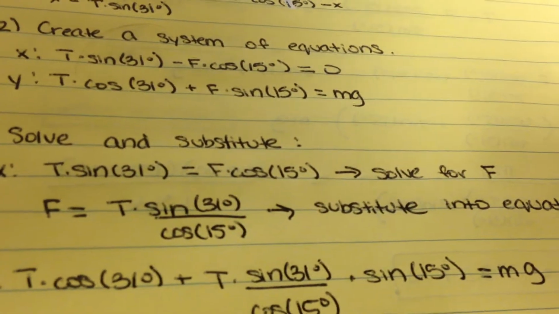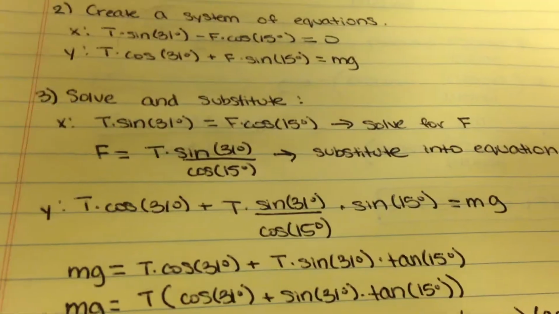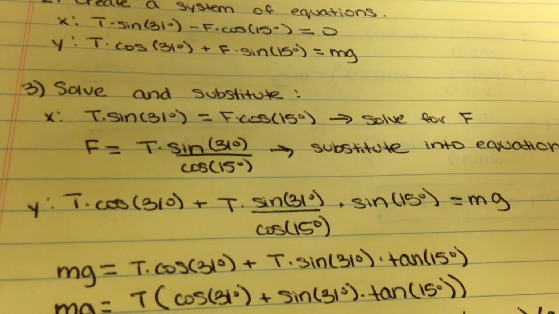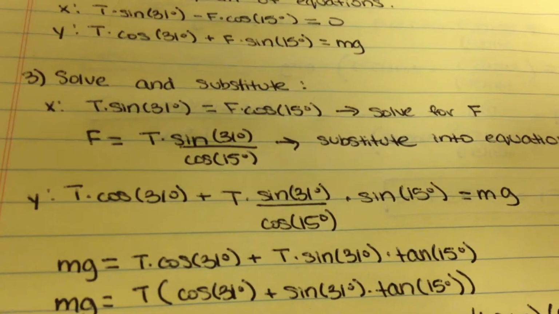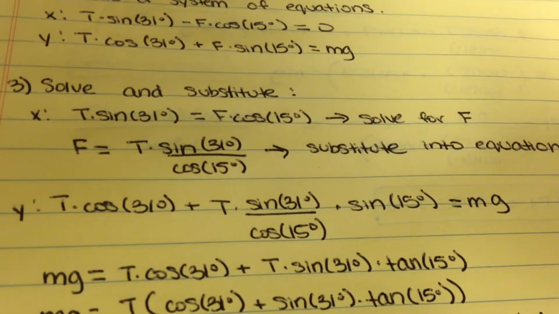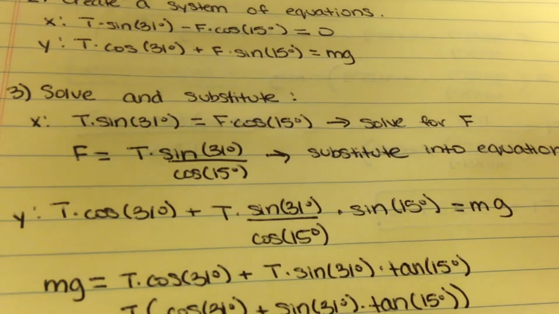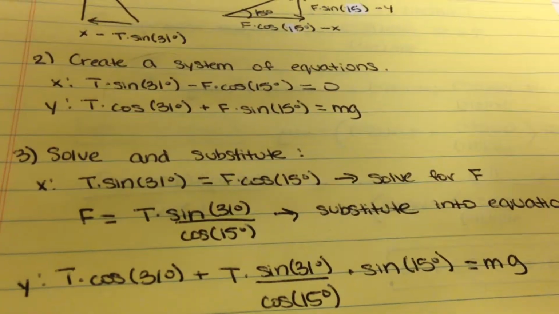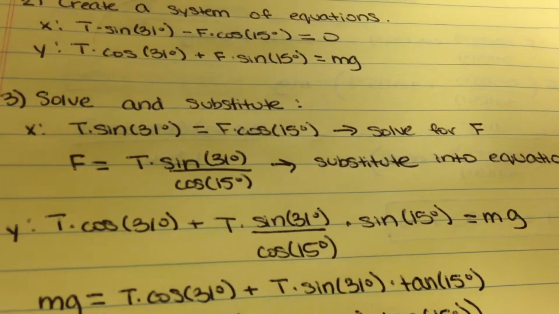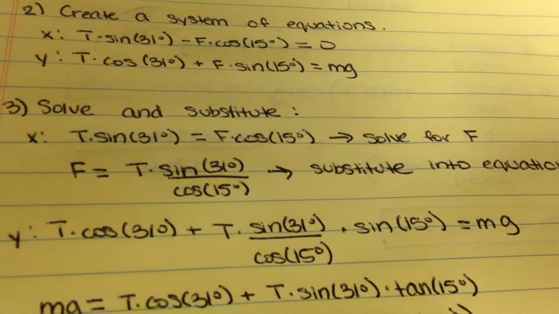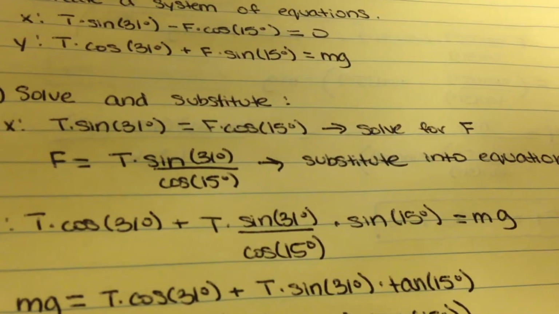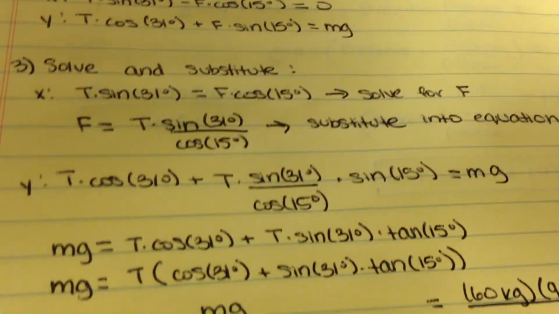And you can substitute that value into the y equation. And then you have a new y equation, which is T times the cosine of 31 degrees plus T times the sine of 31 degrees divided by the cosine of 15 degrees times the sine of 15 degrees. Because in the initial equation, we had F times sine 15 degrees. But since T times sine of 31 degrees over the cosine of 15 degrees is equal to F, you have to multiply that whole value times the sine of 15 degrees, and you equate that to mg.